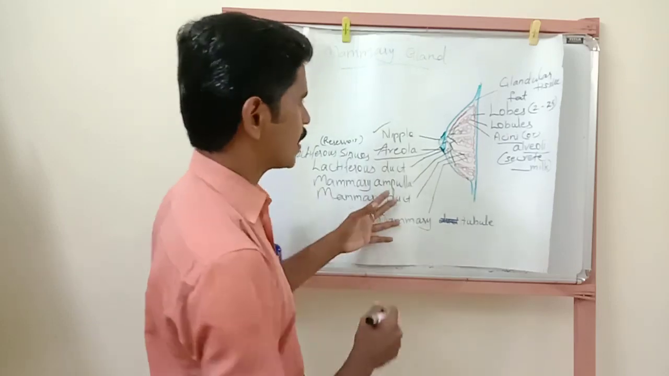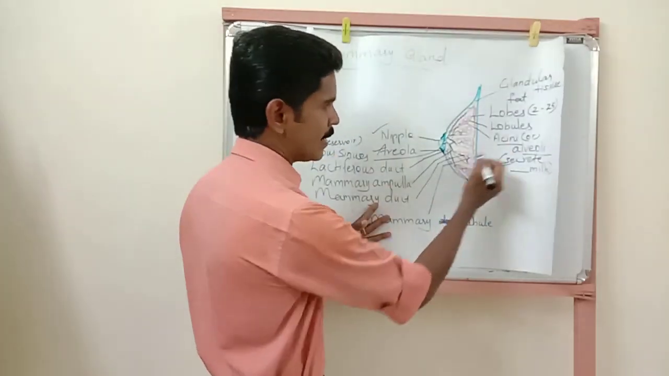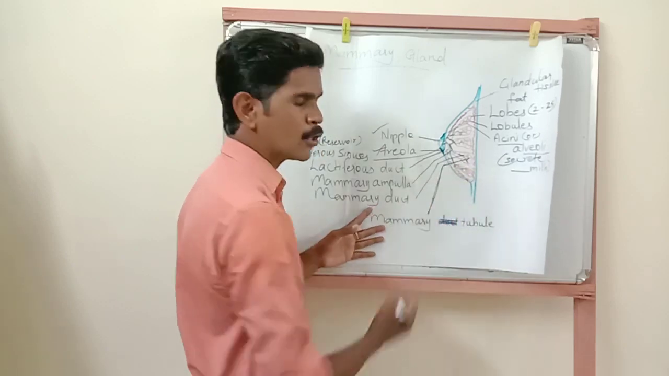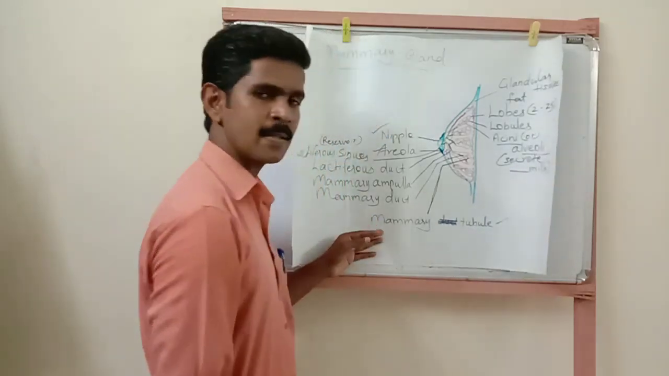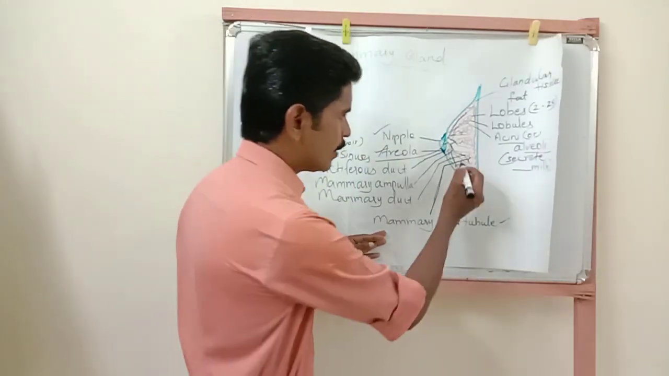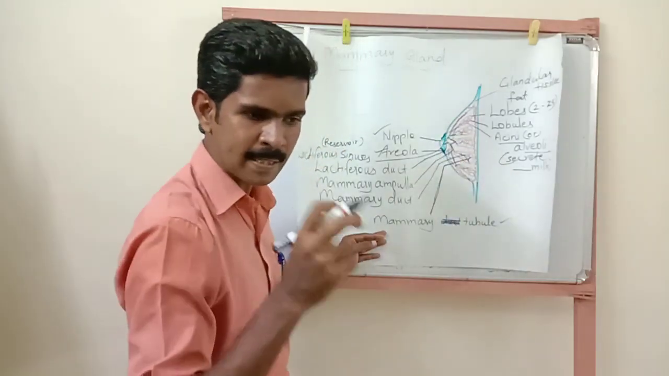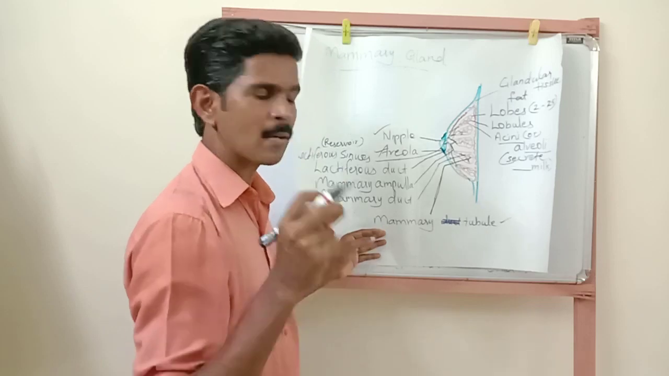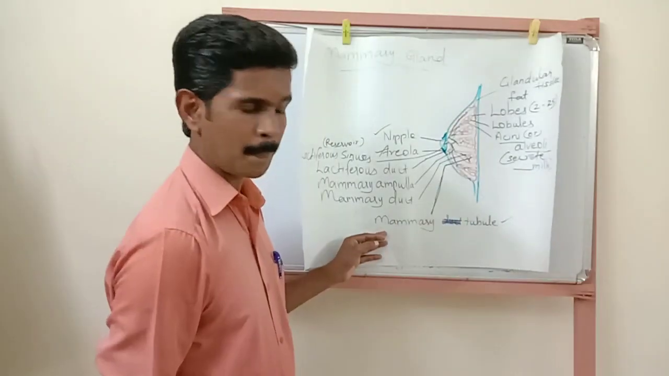Listen very carefully. See, each and every alveoli cell or acini cell is connected with a tube-like structure. It is called a mammary tubule. So just imagine this is the mammary tubule, this is the mammary tubule. So each and every acini or alveoli cell is joined or connected with a tube. It is called mammary tubules.